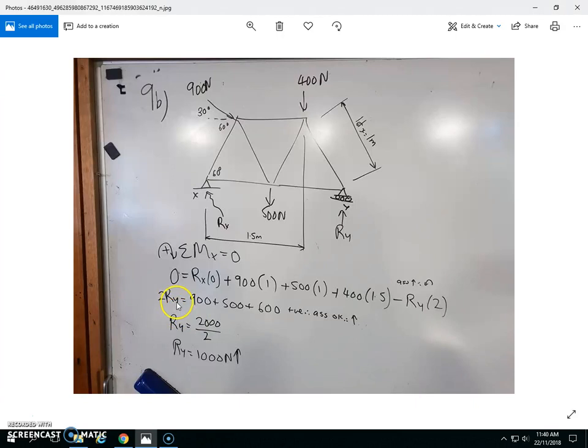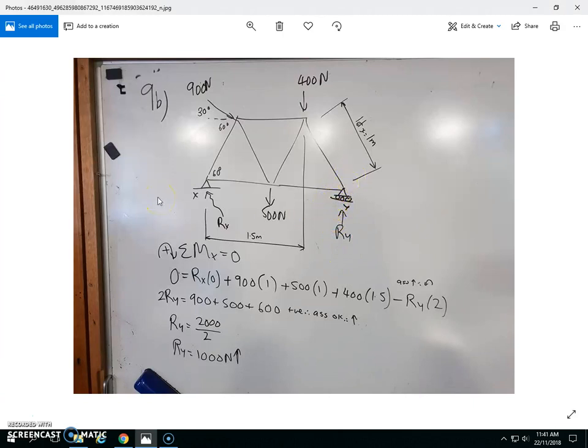Okay, so what we effectively end up getting is 2Ry equals 2,000. So if two red yo-yos cost $2,000, how much does one red yo-yo cost? 1,000. The answer was positive. So if the answer is positive, that means our assumption was okay. Positive, therefore our assumption was okay. Therefore it's going up. Ry is 1,000 kilonewtons going up.